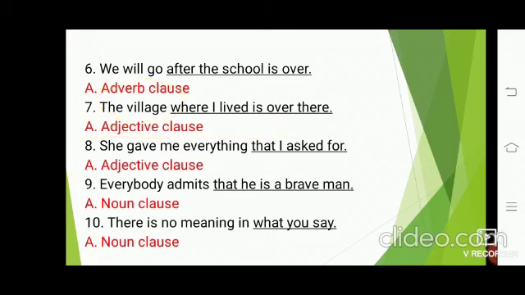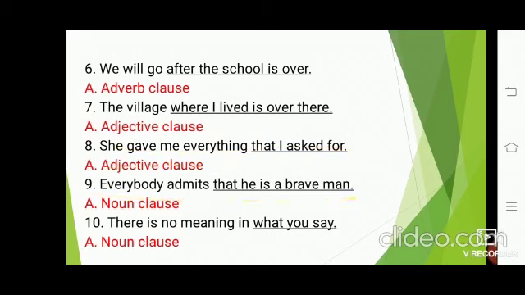Number 8, she gave me everything that I asked for. Children, do not get confused by the word that. Don't simply write noun clause, because I'm talking about everything. This is a thing, a noun, and the clause is modifying a noun, so this is an adjective clause. What did she give you? Everything that you asked for.